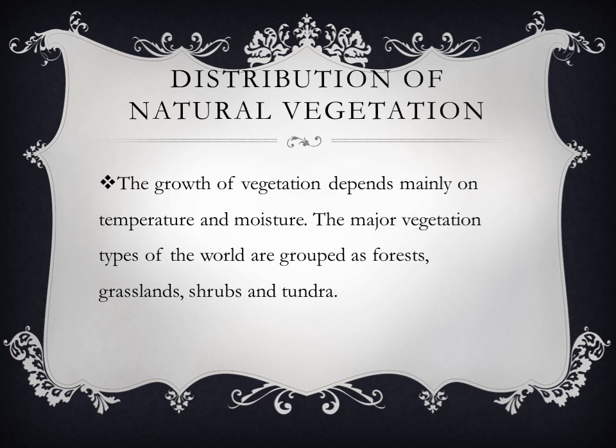Distribution of natural vegetation. The growth of vegetation depends mainly on temperature and moisture. The major vegetation types of the world are grouped as forest, grasslands, shrubs, and tundra. Okay, so the growth of vegetation depends mainly on temperature.